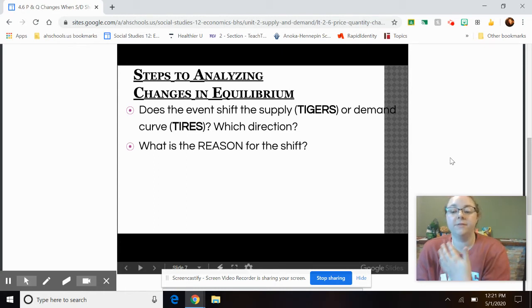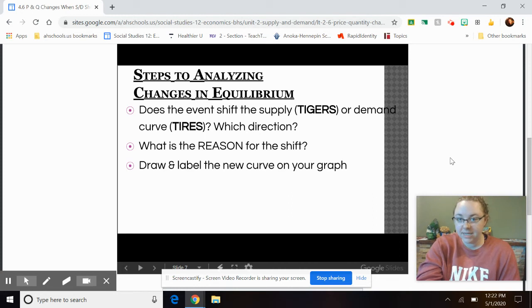What is the reason for the shift? After you decide, okay, it's a supply shift or okay, it's a demand shift, then you have to decide which of the letters in TIRES or TIGERS is the reason for the said shift. Why is it shifting? That will help you in determining which way supply or demand, depending on which one you're using, is going to go.